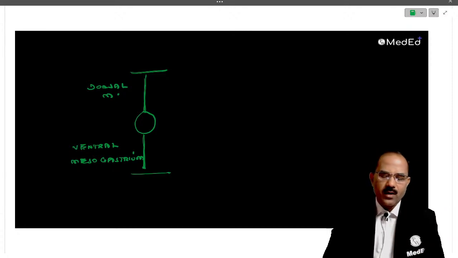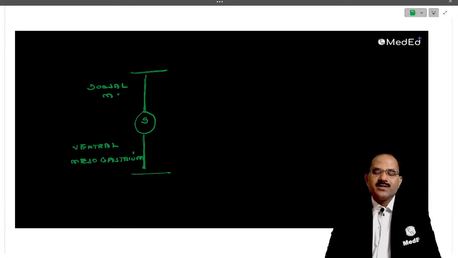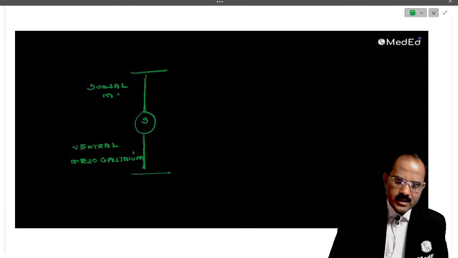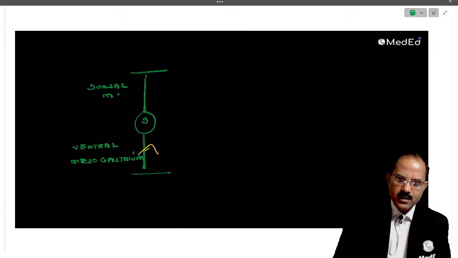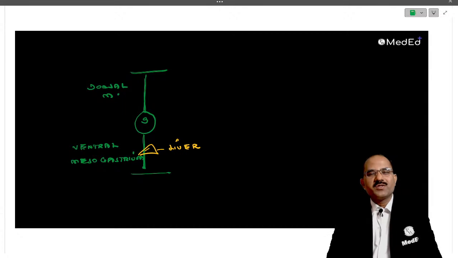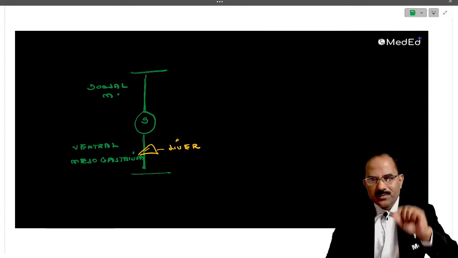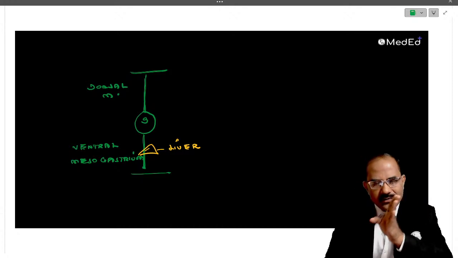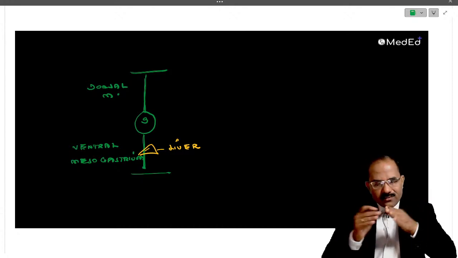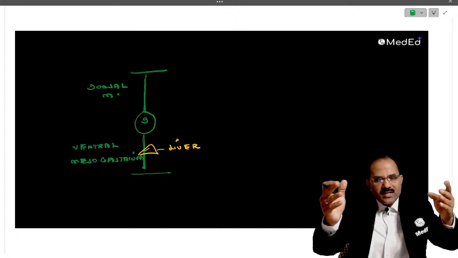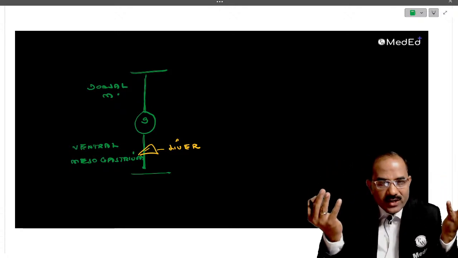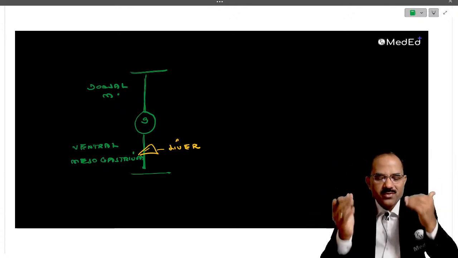The dorsal mesogastrium and ventral mesogastrium. That's perfect. Now, this is the stomach. Now you tell me, who develops in the ventral mesogastrium? Yes, that's the liver. The liver is formed in the ventral mesogastrium. Actually, the liver is derived from the GIT, and this liver goes towards the ventral mesogastrium. The liver grows in the ventral mesogastrium and the septum transversum.